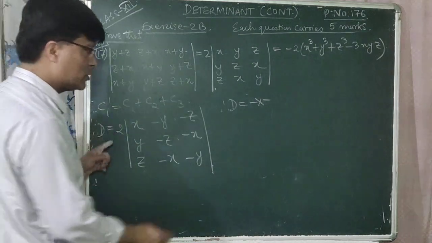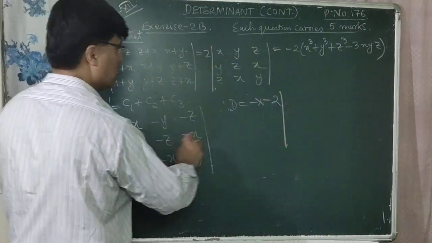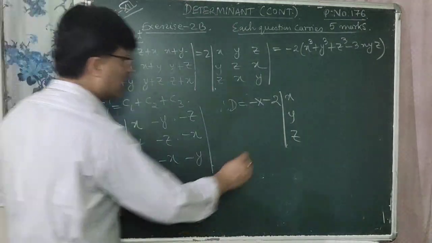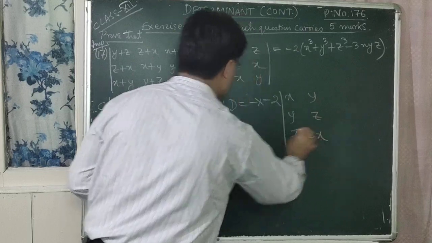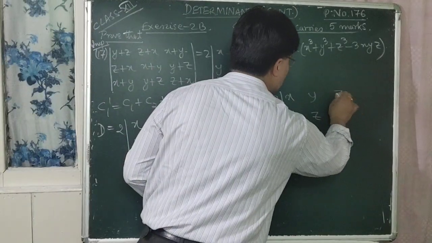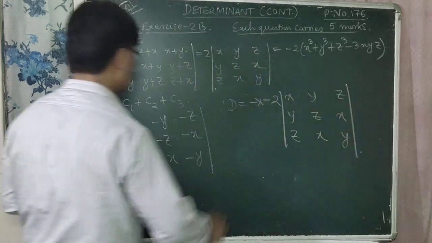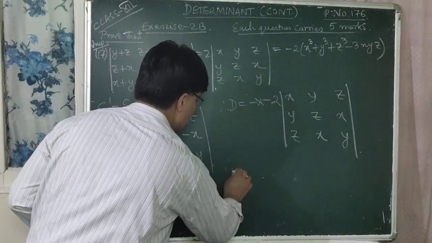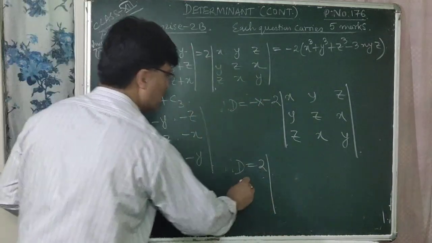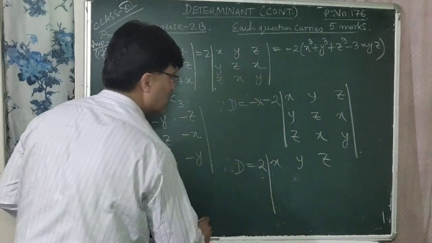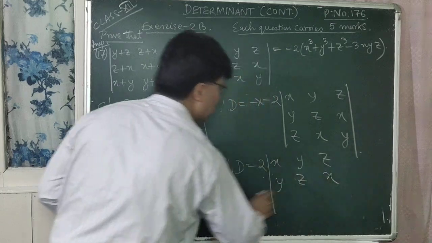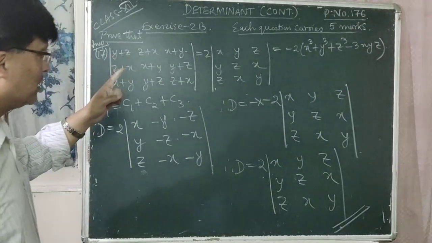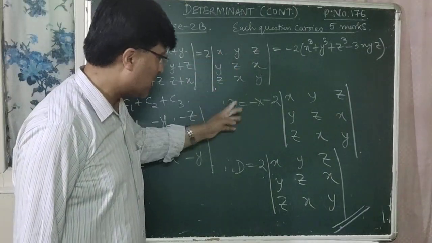So minus into minus plus. So 2. So now it is x, y, z in the first column, so it is yzx in the second column, and in the third column, zxy. Is it clear now? So minus to minus is plus. So D is equal to 2. So what is the first row? xyz. What is the second row? yzx. What is the third row? It is zxy. So it is proved. Right? So it is 2 xyz, yzx and zxy.